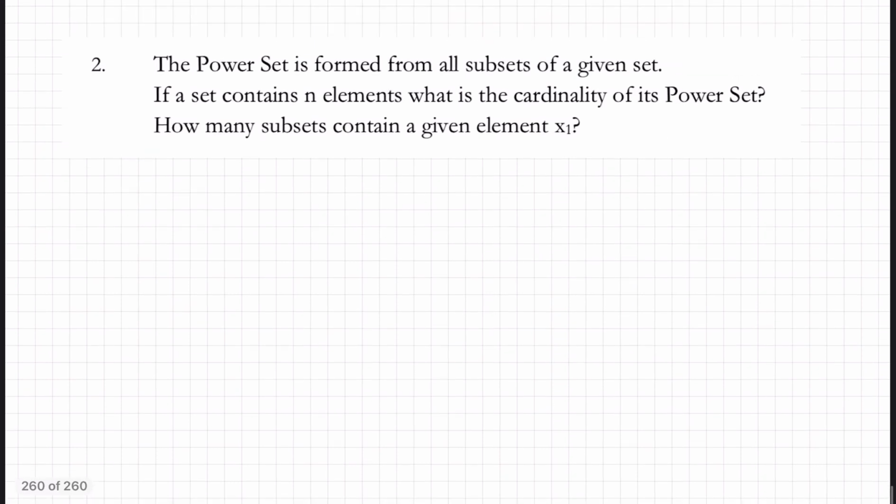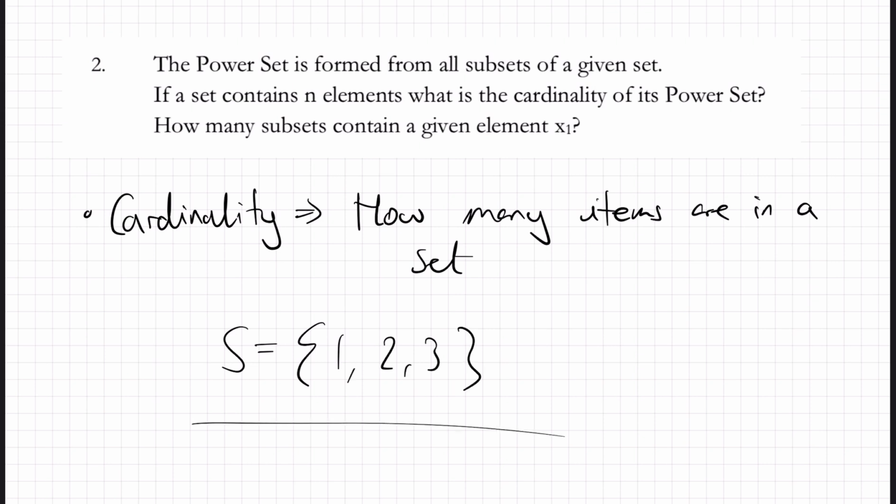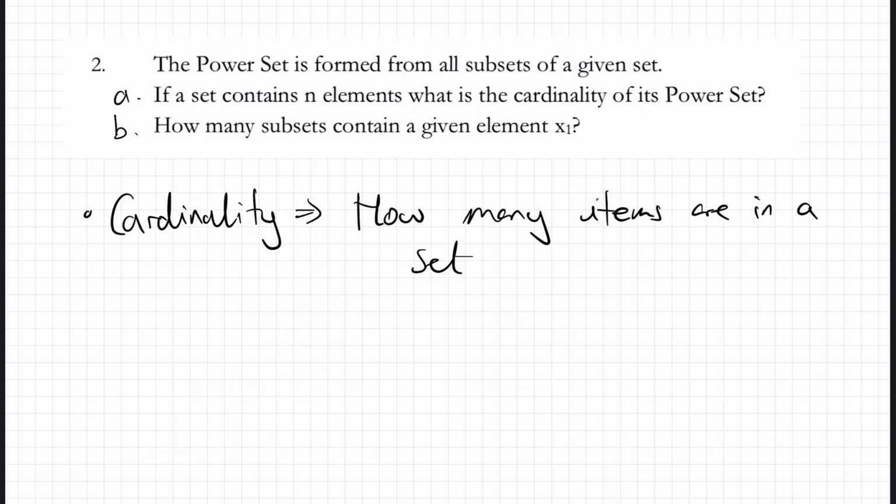All right, so the question says, the power set is formed from all subsets of a given set. If a set contains n elements, what is the cardinality of its power set? First of all, let's explain what cardinality is. Fairly sure it just means how many items are in a set. So if we had a set like 1, 2, 3, then you could say the cardinality of this set was 3. Again, I guess this is split into two parts, and let's consider each part separately.